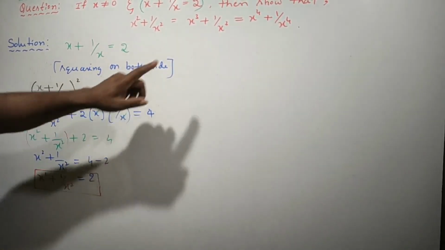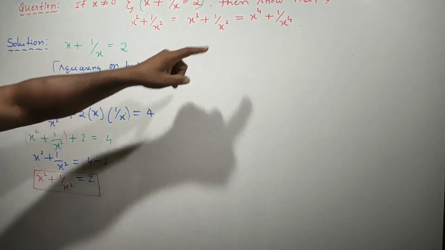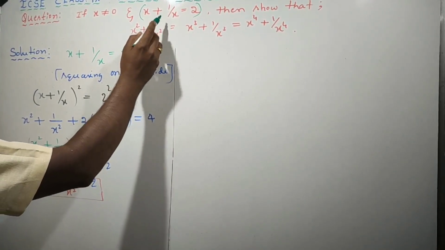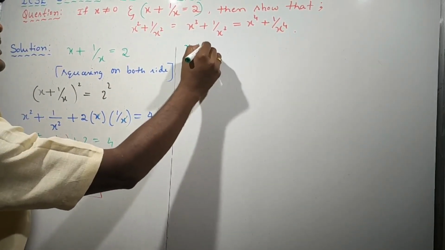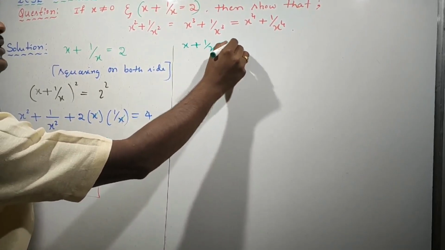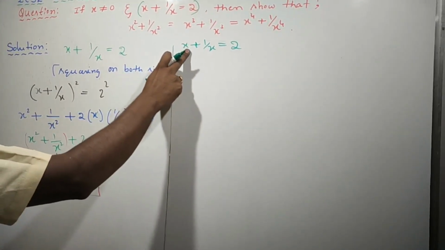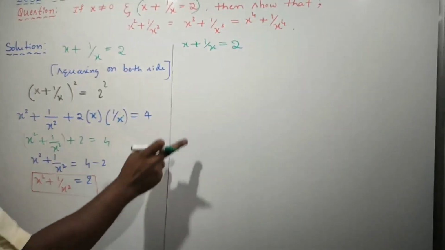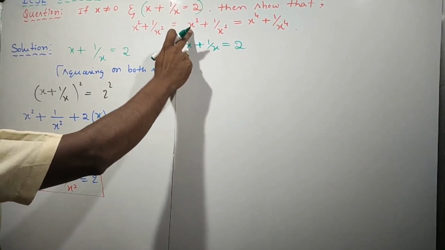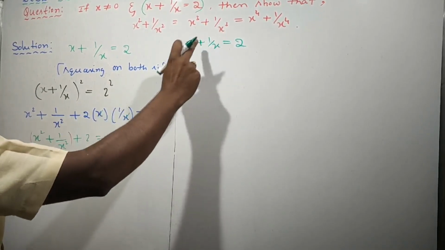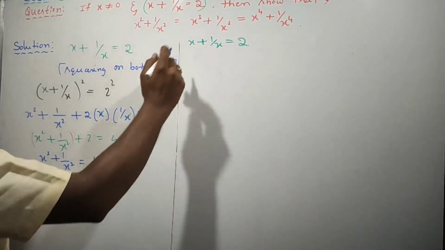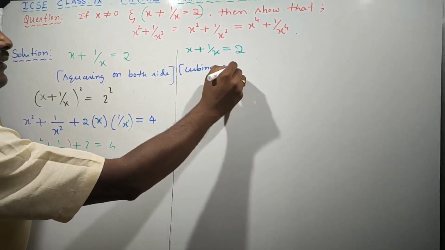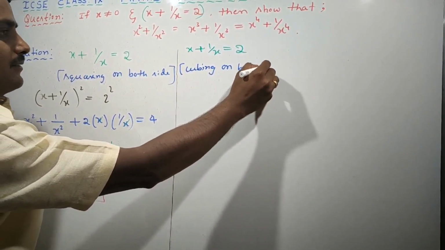Now, coming to the next term, what is it? x cube plus 1 upon x cube, children. Again, children, I will write down the given data: x plus 1 upon x is equal to 2. See, in the given data, x power 1 is there. But in the term we are showing, x power 3 is there, here also x power 3. Means, we are doing this one, cubing on both sides, children.